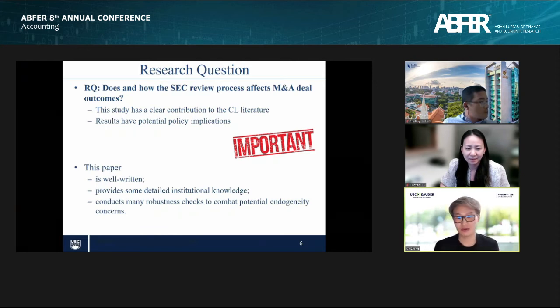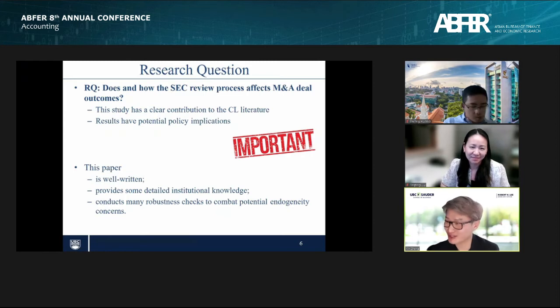Additionally, I think this paper is very well written and provides some detailed institutional knowledge. I personally very much appreciate the fact that it interviewed SEC personnel and gathered more information about this process. Of course, this paper has gone through quite a lot and conducted many robustness checks to combat potential endogeneity problems, which I also applaud the authors for. It's great to read all those.